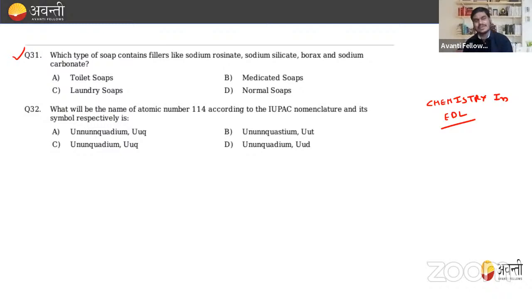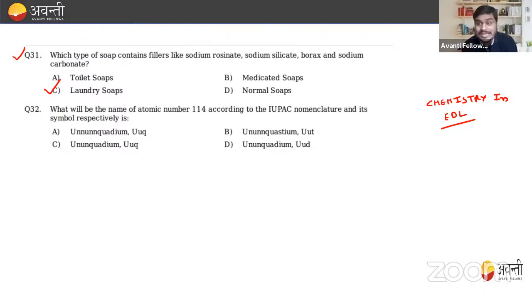We already discussed this when we were discussing the chapter chemistry in everyday life. The soap which contains sodium silicate, borax, and sodium carbonate falls in the category of laundry soap. Okay, so they are examples of laundry soap. So option C is absolutely correct. I hope many of you did this question correctly, right?